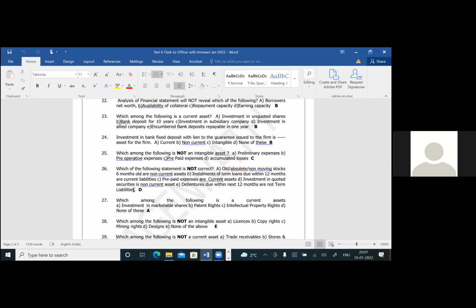So they are not term liabilities. So DE is also correct. Which is not correct? Question number 26, answer is D.